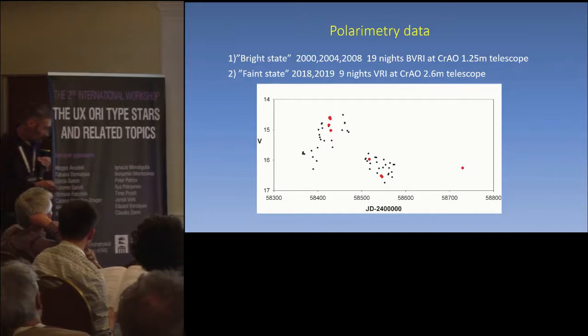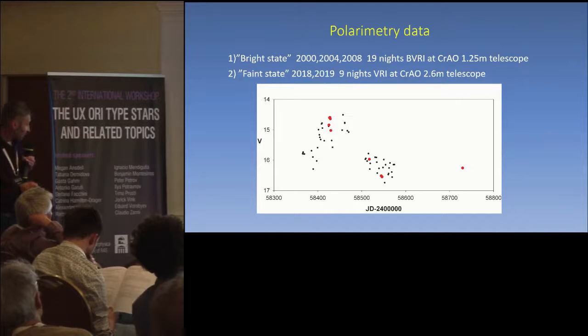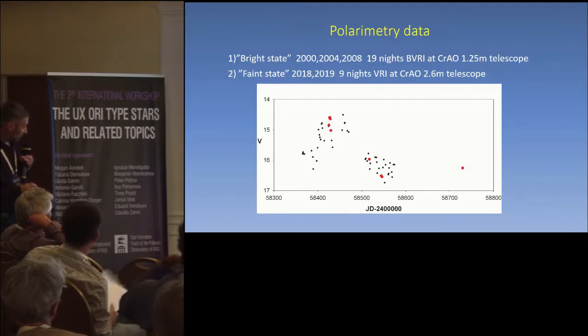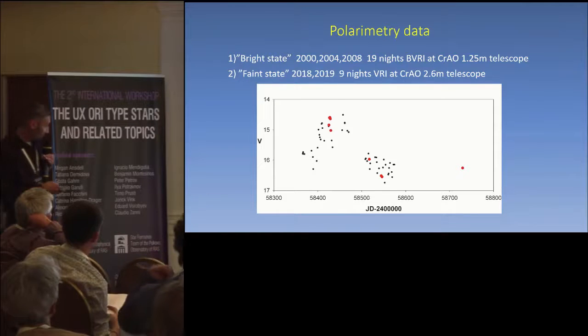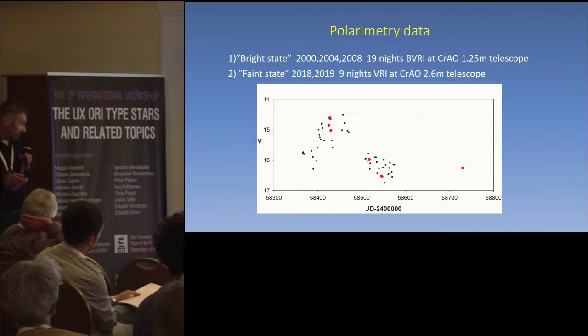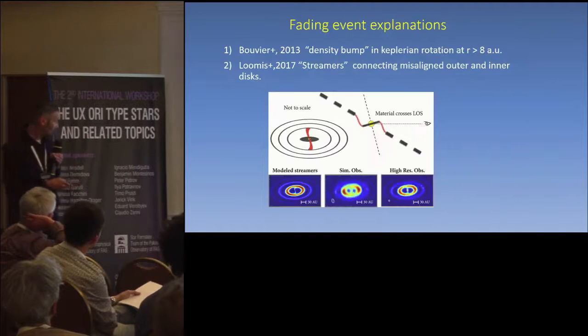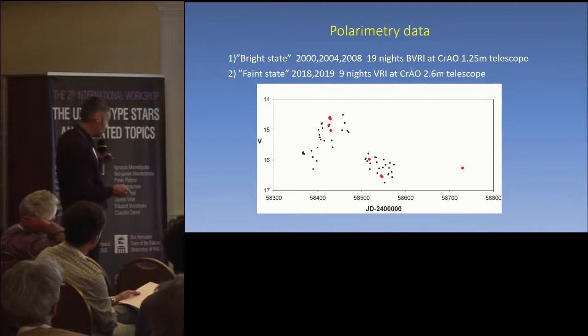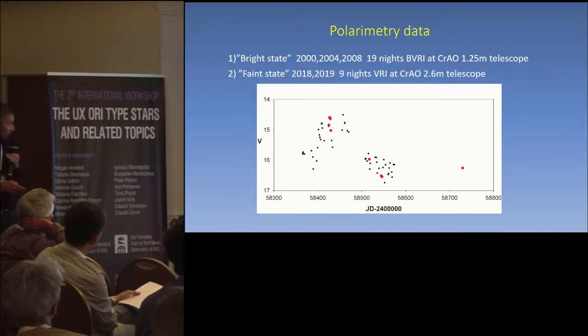This is photometry, a sum of photometry of AA Tauri during the fainting event. Here are 2 seasons, and red dots are moments of our polarimetric observations. That is, the star was in this faint mode in this period when we observed.